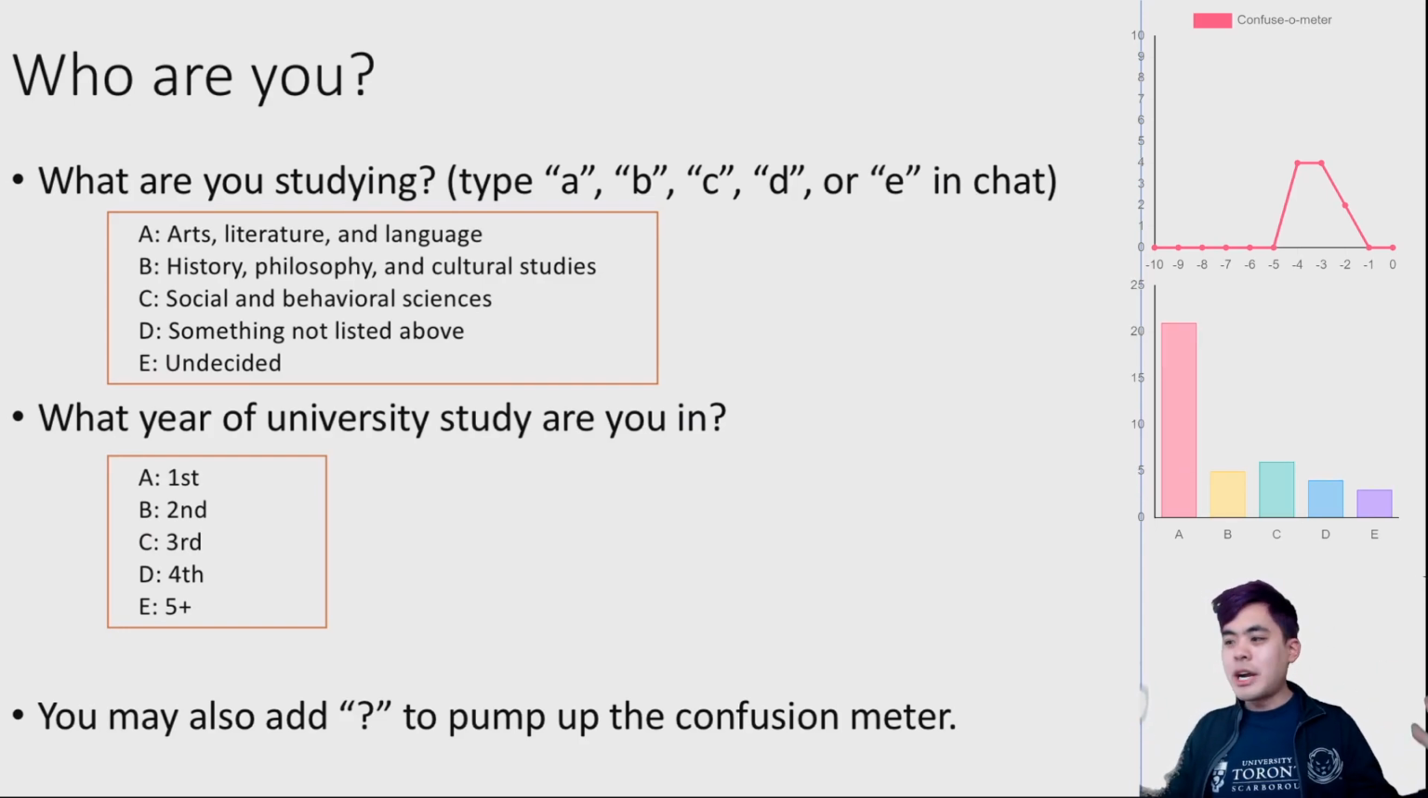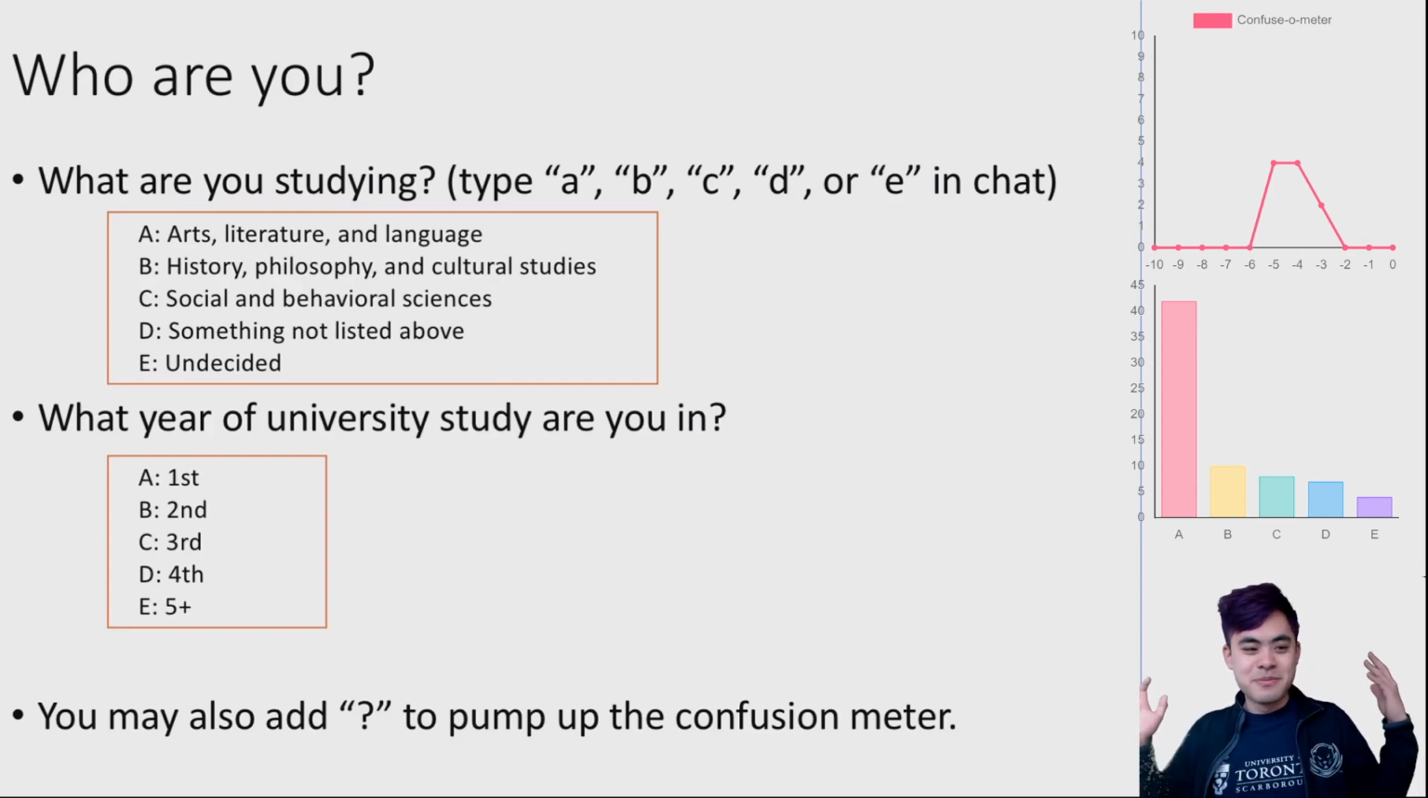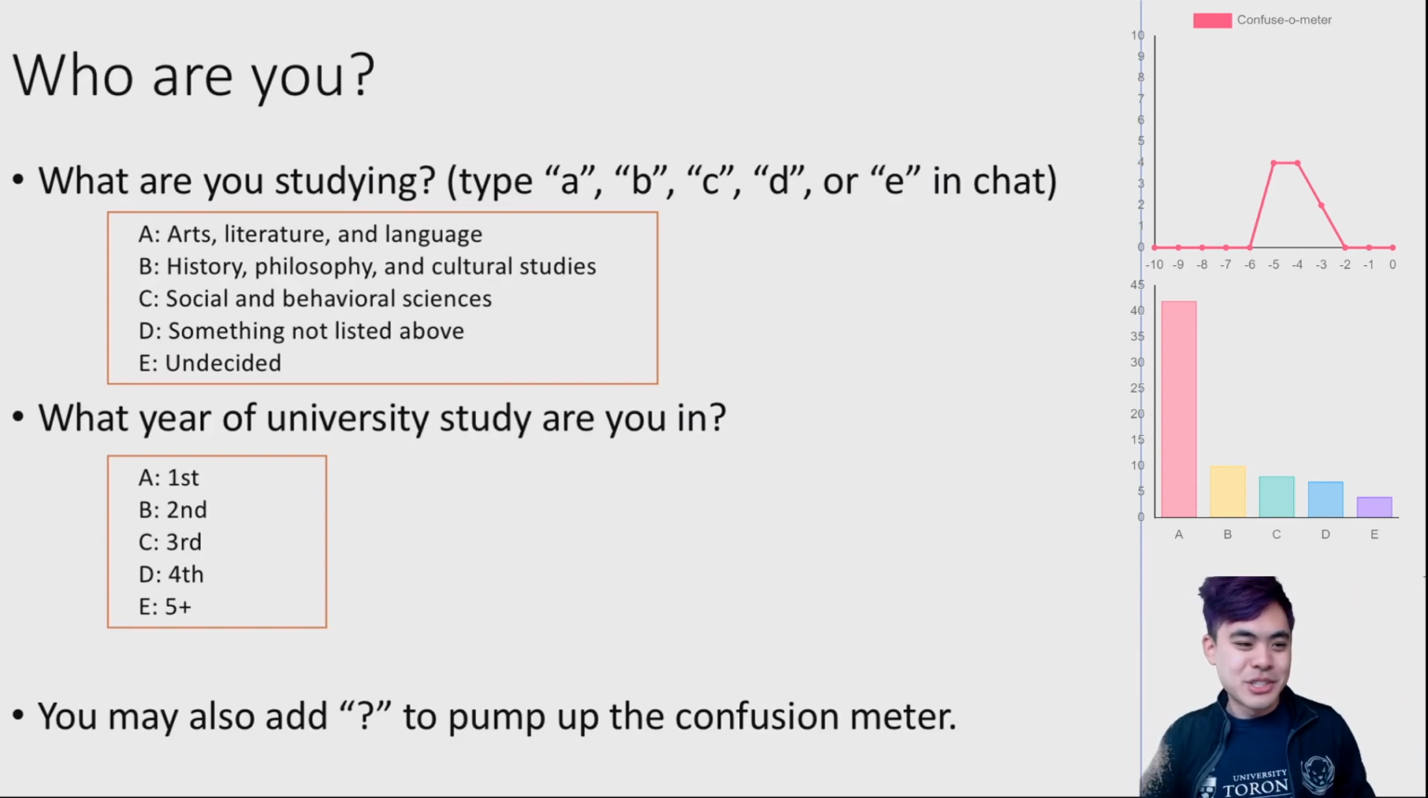Normally I have you all talk to each other briefly and get to know who else is in the class, but of course that isn't as possible, so we're going to do this all via a poll. It looks like we have a lot of first years and a few second, third, fourth, or fifth years. If I were answering this, I would have to answer E because I am well beyond my fifth year of university study.